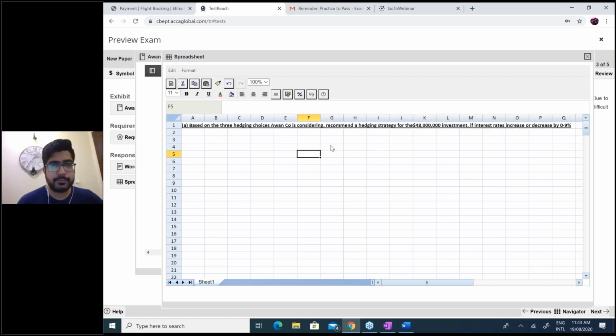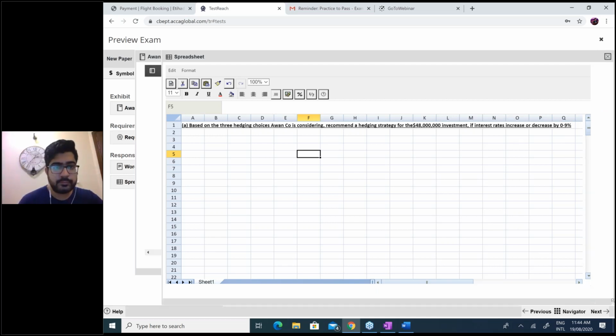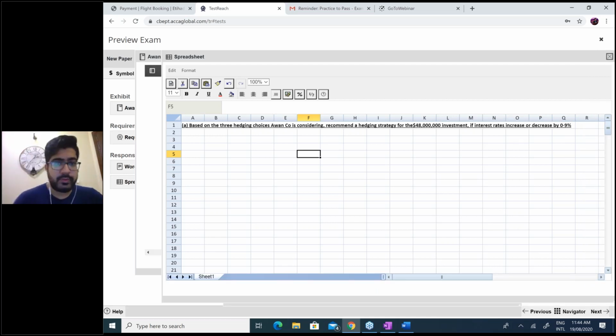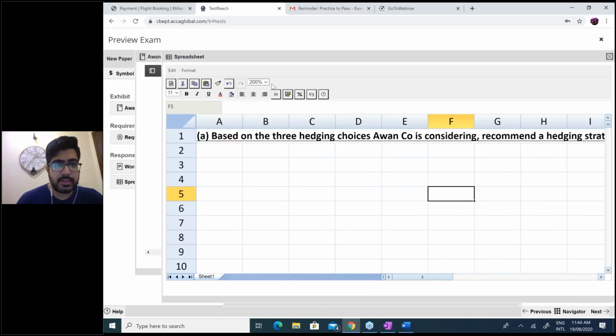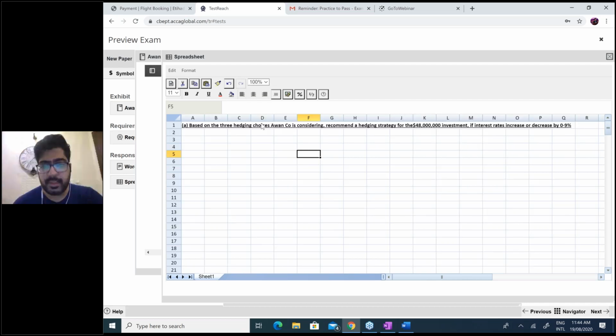So the requirement is: based on the 3 hedging choices Avan is considering, recommend a hedging strategy for the 48 million investment. Now you know that there are 3 hedging choices Avan is considering: futures, options, and FRAs. You need to solve all 3 and recommend for this 48 million investment.